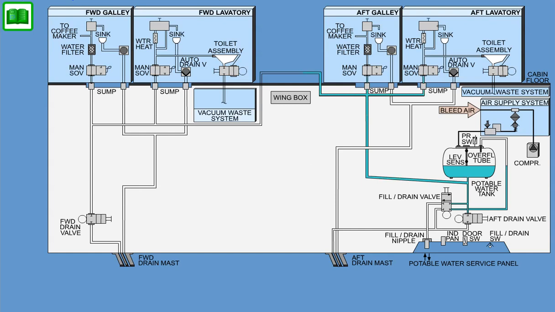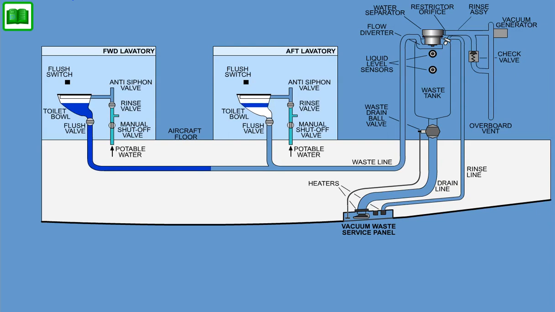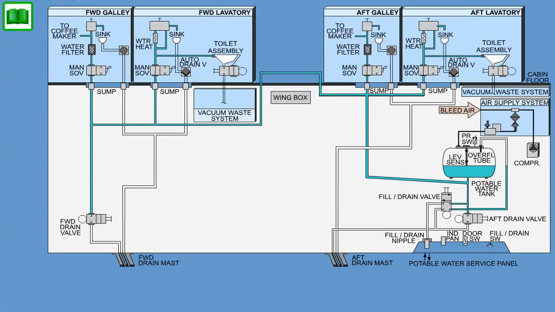The water and waste system installed in the aircraft supplies the spigots and coffee makers in the galleys, lavatory sinks, and toilets with water from a potable, that is, drinkable, water tank. The used water, so-called gray water, can be drained overboard. The waste from the toilets will be collected in a waste tank and emptied on ground by a service truck. The water system is pressurized by air.